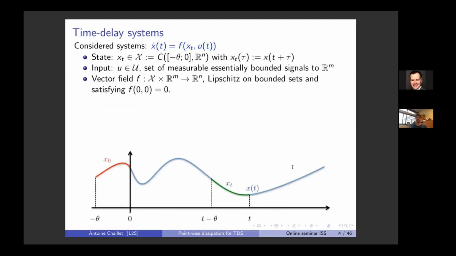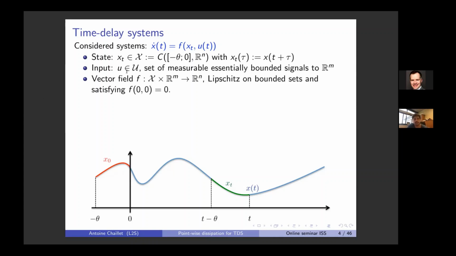So I'm considering here time delay systems. So the state is x_t, which is a segment of the solution over a time horizon of length theta, theta denoting the maximum delay that is involved in the system. So this segment belongs to a set X, capital X, which is a set of all continuous functions from minus theta to 0 to R^n. And so x_t of tau at a given time tau is just defined as x(t + tau).